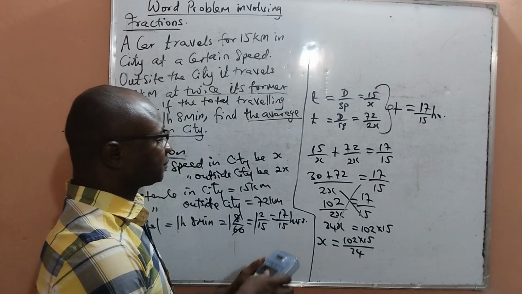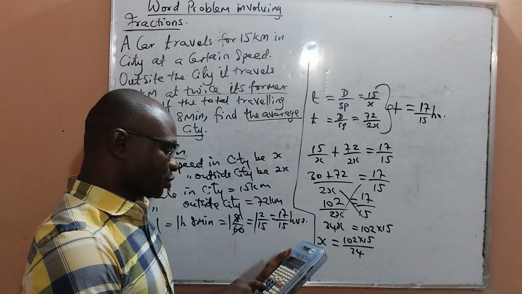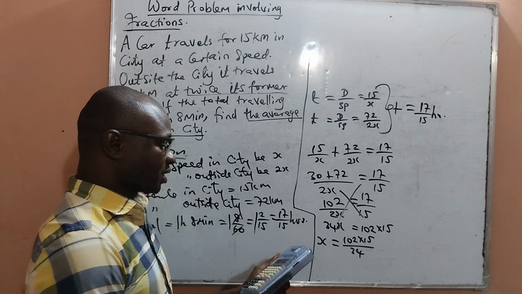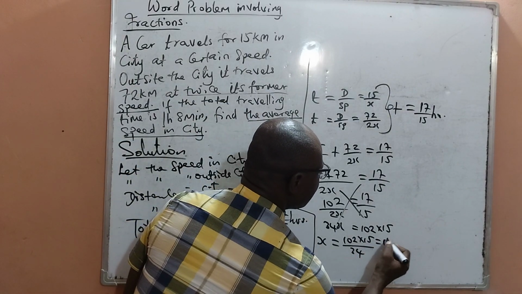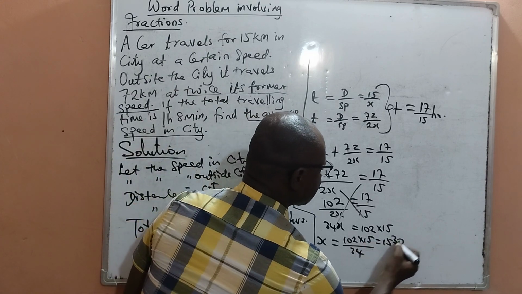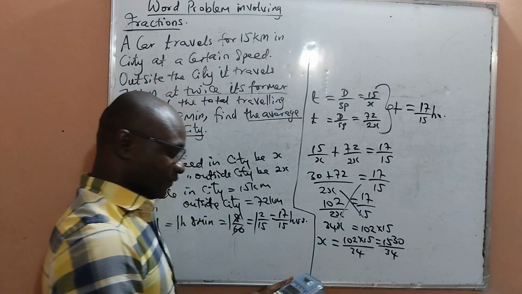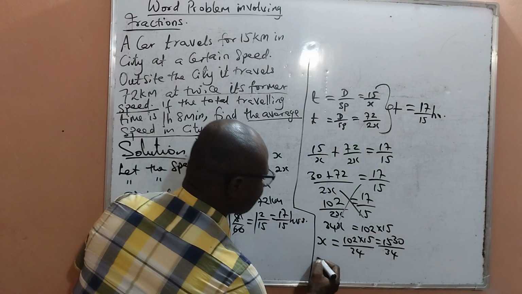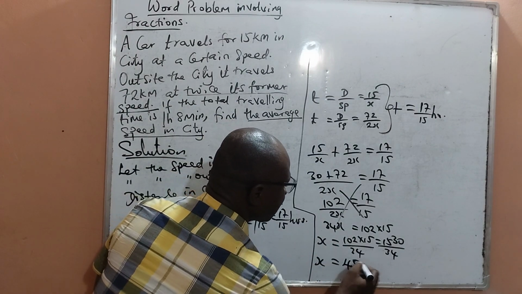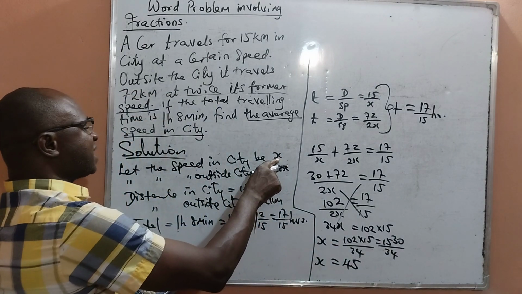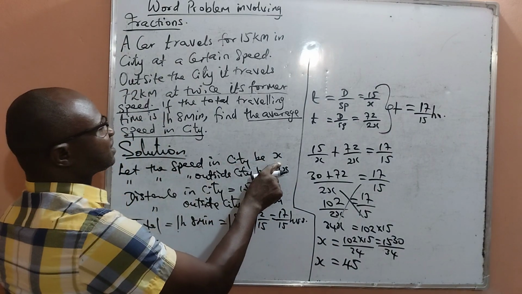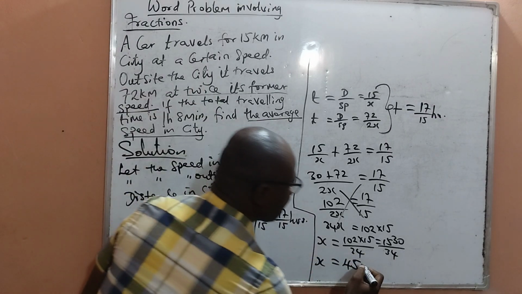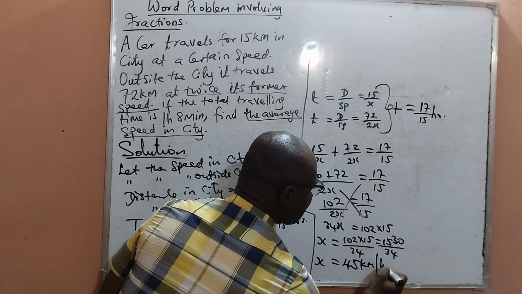And if that is done, 102 multiplied by 15 is going to give me 1530, divided by 34. So that is going to give me 45. And this 45 is the value of x, which is the speed for traveling in the city. That is what we are asked to find, the speed for traveling in the city, and that is 45 kilometers per hour.